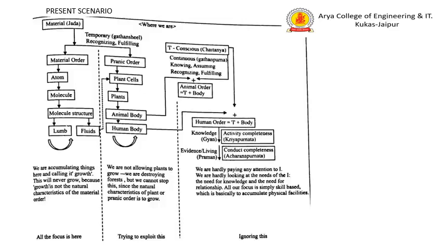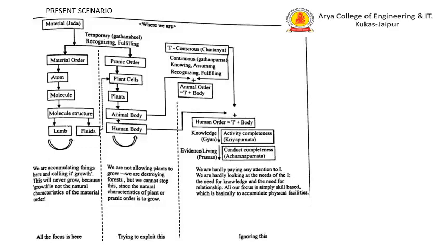We have all the physical facilities, we keep on accumulating gold, property, cars, whatsoever, and we think this is our growth. But growth is not the natural characteristic of material order. Material order is cyclic, it changes from one form to the other. So we cannot consider this to be growth. When we talk about plants, they have the natural characteristic to grow, but we are destroying them, we are cutting the forests. We cannot stop this growth. So we should not stop this natural characteristic of plants because pranic order has to grow.